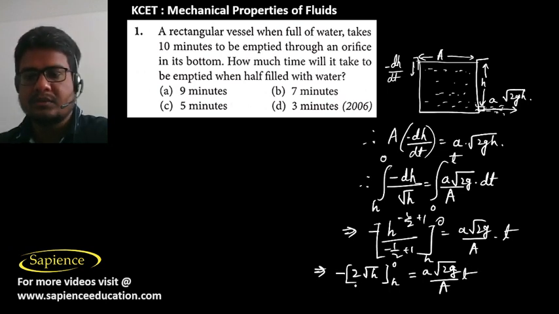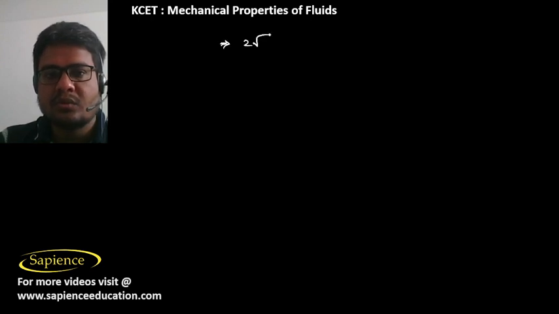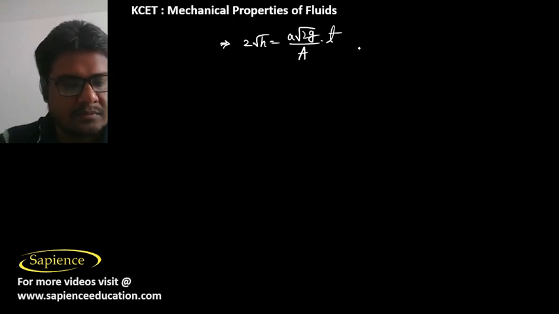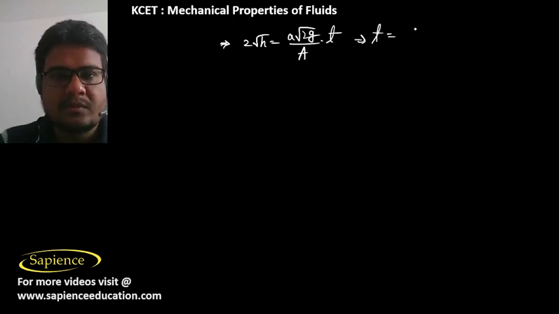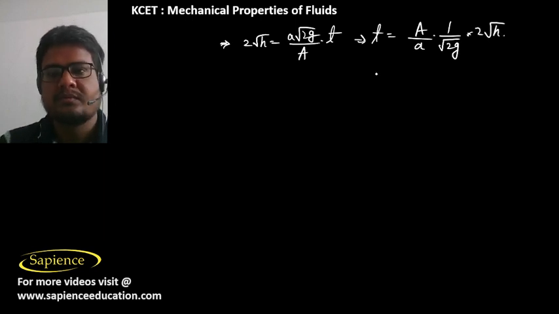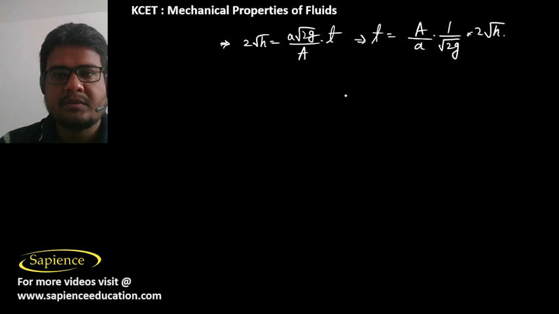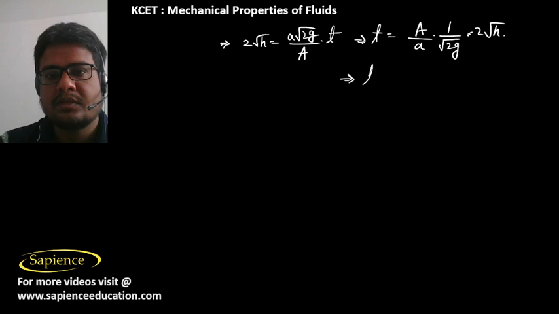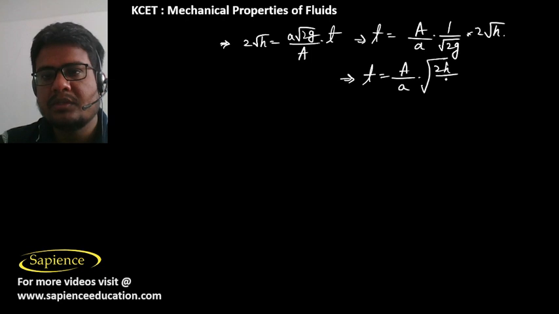So if we solve it, then we will get 2 root h is equal to a root 2g divided by A into t. Therefore t is equal to A by a into 1 by root 2g into 2 root h. So therefore we can write t as A by a into square root of 2h by g.